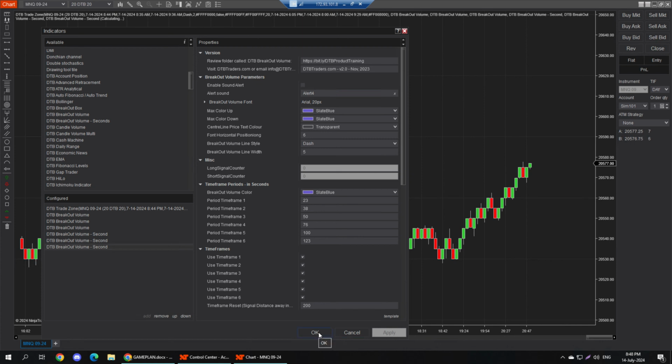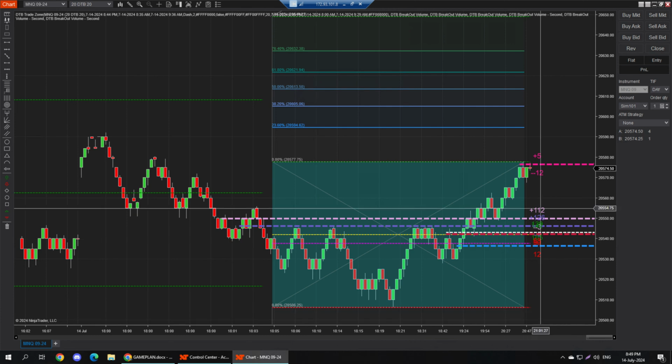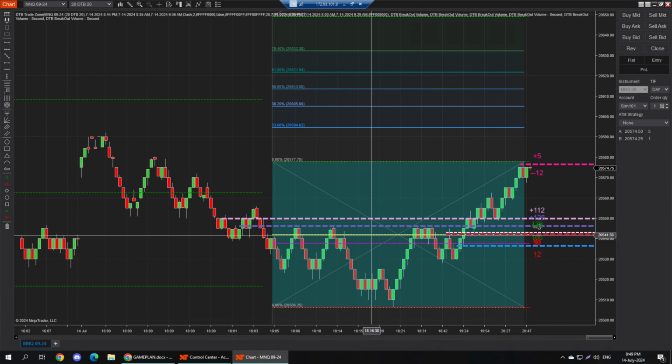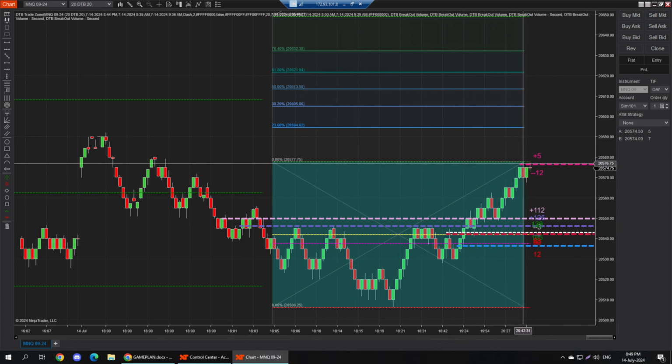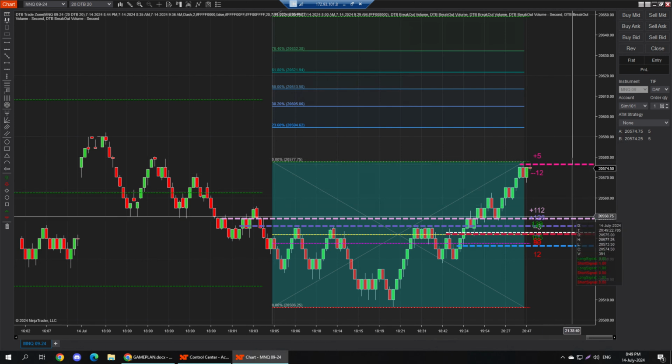I always like to wait for it to finish calculating, and then I press OK. So there's our marker there right now. The box just ended over there. So now the idea is to see where price is going to go from here.